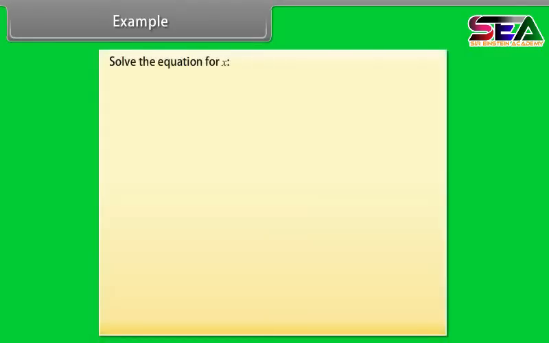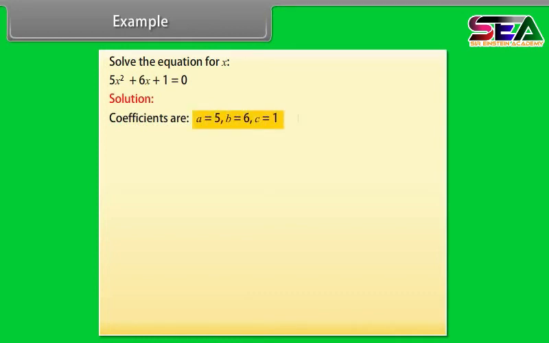Example. Solve the equation for x. 5x square plus 6x plus 1 is equal to 0. Solution. Coefficients are a is equal to 5, b is equal to 6, c is equal to 1.